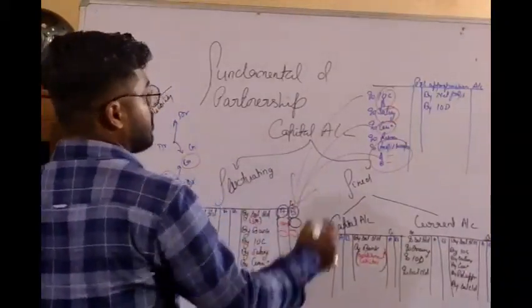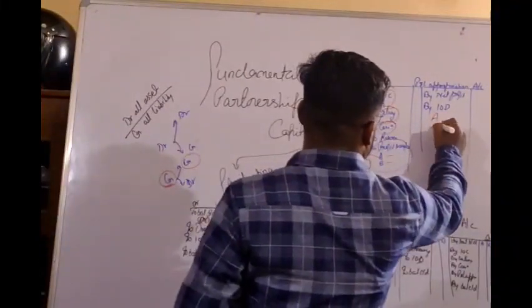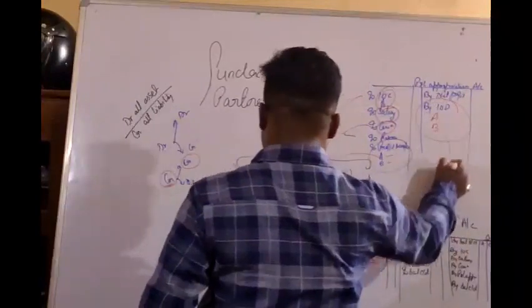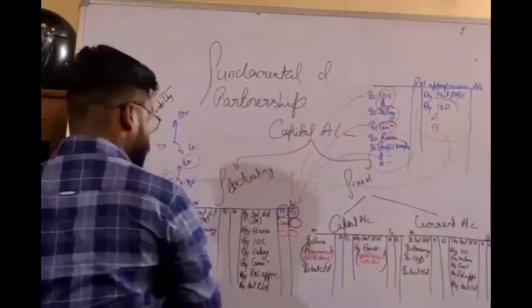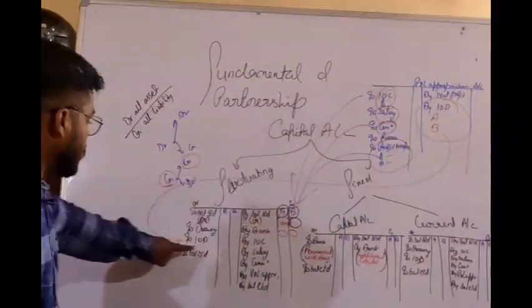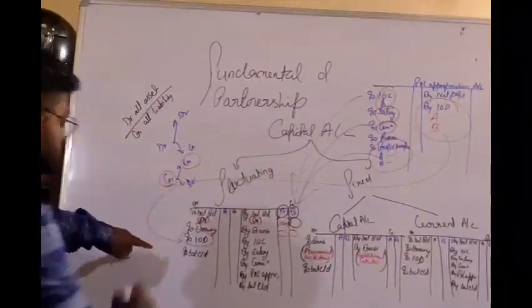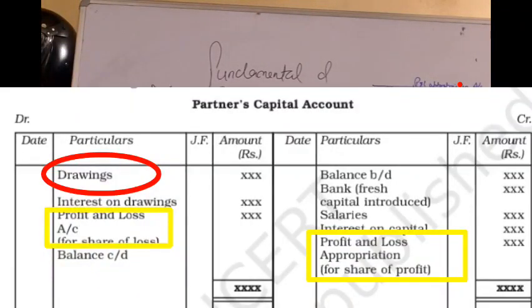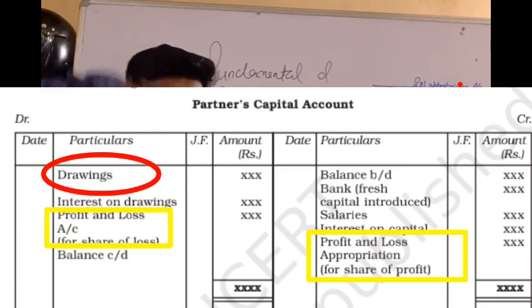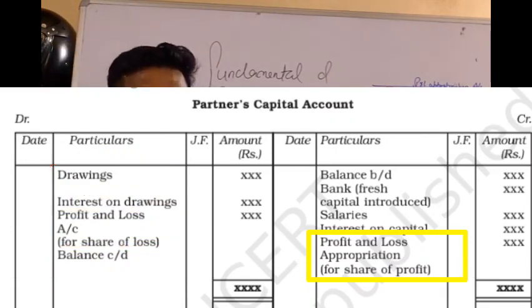Okay, sir. Interest on drawing of A and B, I am going to write here. Clearly we will write drawing in the debit side. As I have told you earlier, we don't prepare profit and loss appropriation account in case of loss. You can see we directly adjust the profit and loss in the debit side as it reduces the capital.